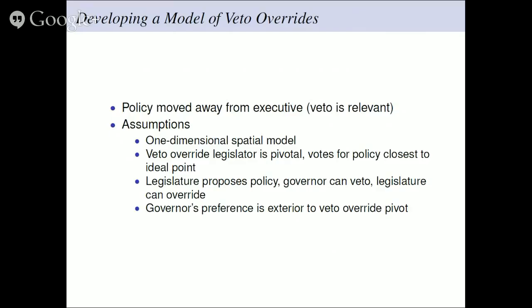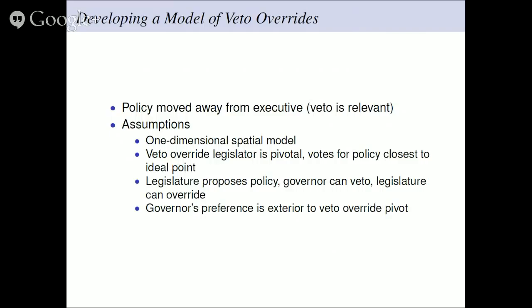So the way I'm going to do this, I'm going to use a one-dimensional spatial model. I'm going to assume that the veto override legislator is pivotal, and that they vote for the policy closest to their ideal point. This needs to be the case, one, so that a veto could occur, and two, so that the veto override actually comes into play rather than just the executive. And again, I'll demonstrate this formally in just a second. But the important point here is that the executive must be far away from the chamber median, the other pivotal actor, the person that must prefer new policy.